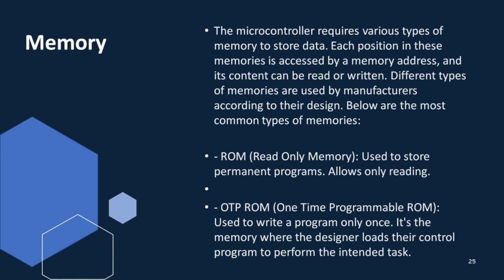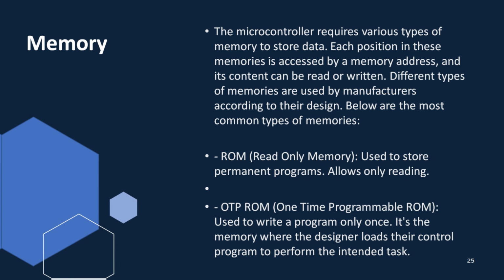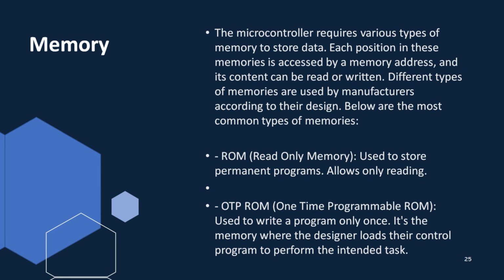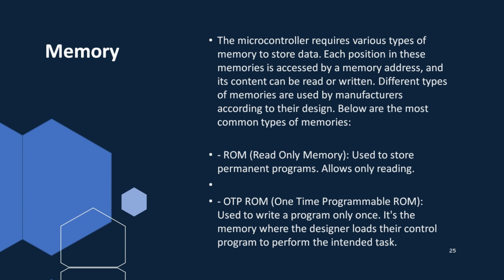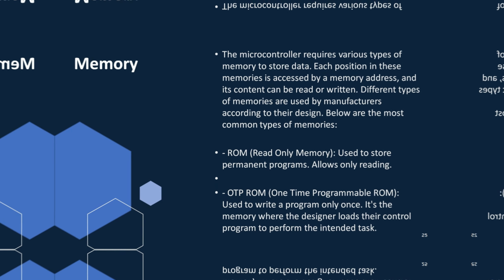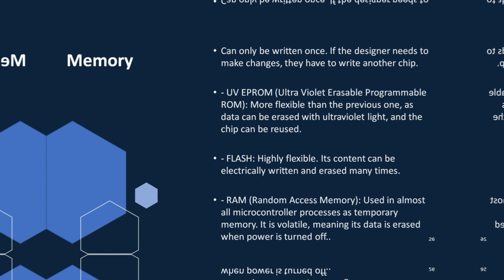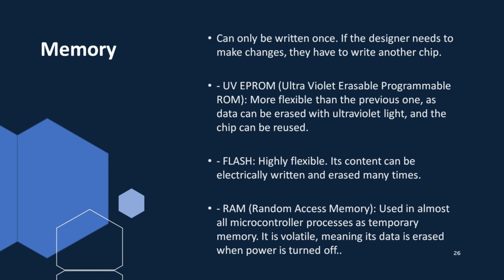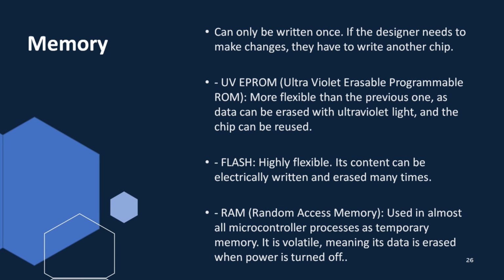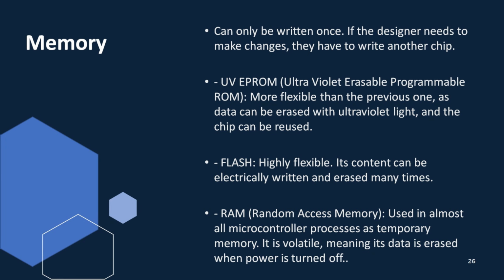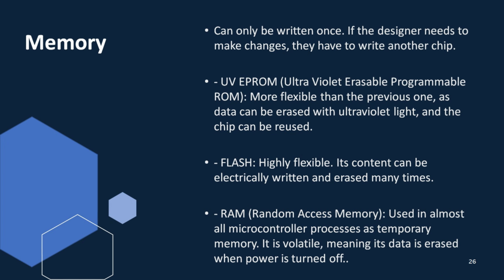ROM, read-only memory reserved for permanent programs, allowing only reading. OTP-ROM, one-time programmable ROM designed for writing a program just once. It's where the designer loads their control program to execute the desired task. Once written, it cannot be modified, requiring a new chip for changes. UV-EPROM, ultraviolet erasable programmable ROM, offers more flexibility as data can be erased using ultraviolet light, enabling chip reuse. Flash, highly flexible, allowing electrical writing and erasure multiple times.